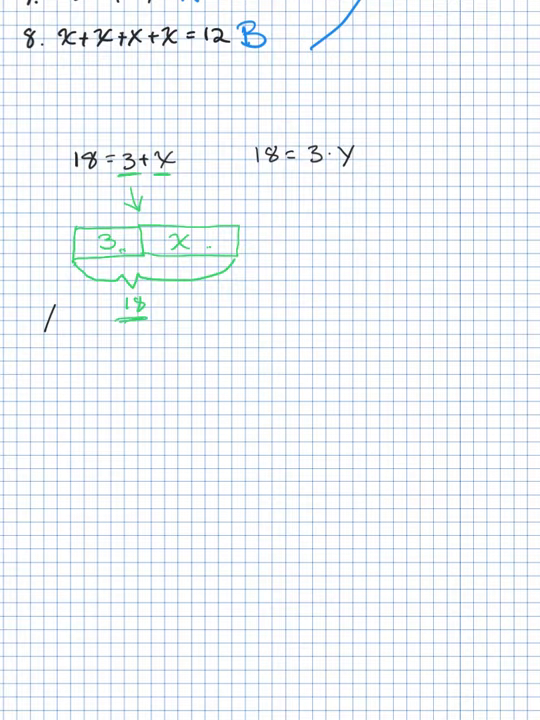And then over here, I've got 18 is equal to 3 times y. So this means that I have y 3 equal times. So this is going to be a total of 18. So y plus y plus y, or 3 times y, is equal to 18. So this is the basic idea behind it all.